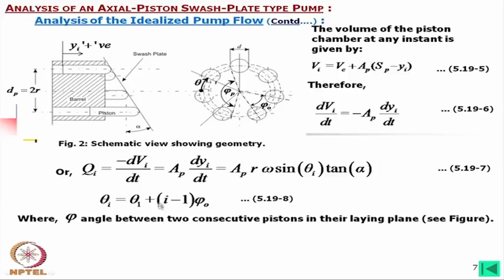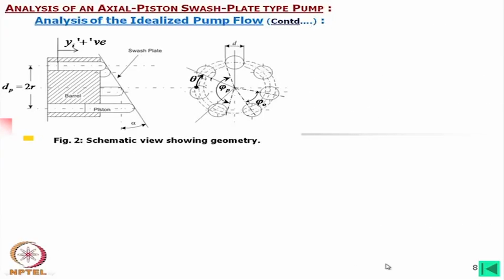Here the subscript 0 will be there. So, this is the angle between two pistons. It is given by 360 degrees divided by Z. This is simple, where Z is the number of pistons.